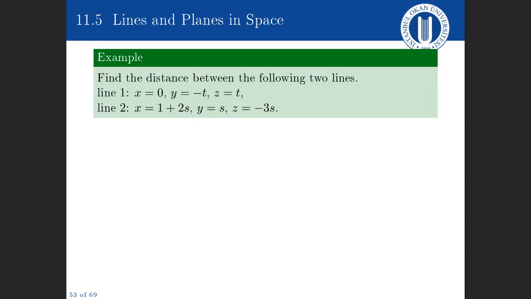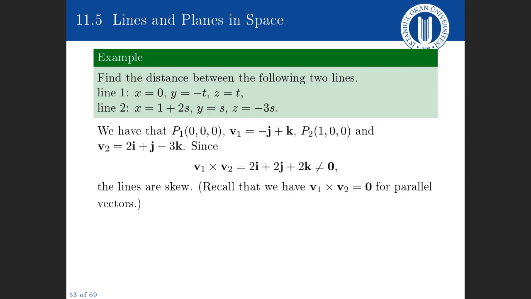Find the distance between these two lines. Now I can tell you that these lines do not intersect. I haven't proved it here, but I'll leave it for you to check. We need a point on line 1. We could take 0, 0, 0. We need a vector which is parallel to line 1. We can look at the numbers in front of the t, 0, -1, and 1, to get 0i minus 1j plus 1k.